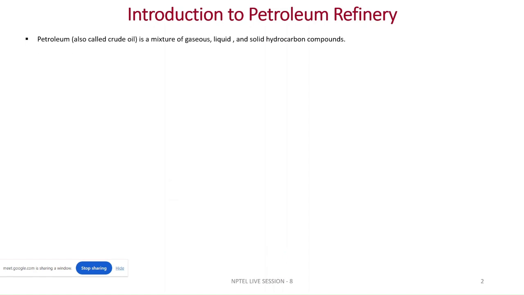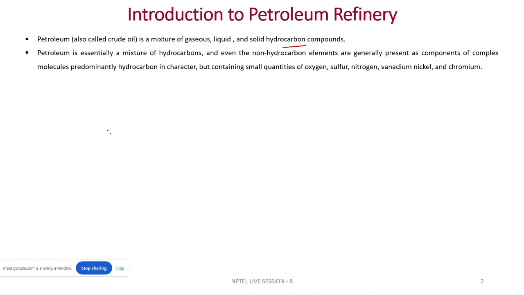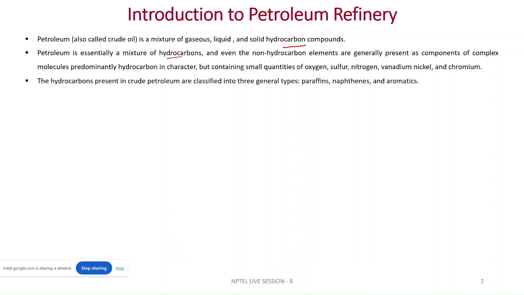So, the petroleum or the crude oil, it is a mixture of gas, liquid, as well as solid hydrocarbon compounds. Petroleum is essentially a mixture of hydrocarbons. We already discussed in the last class the composition of petroleum, and even the non-hydrocarbon elements like sulfur, oxygen, nitrogen. These are also present in the petroleum, making it a more complex hydrocarbon mixture. The hydrocarbons present in the crude petroleum are classified into three general types, that is paraffin, naphthenes, and aromatic.